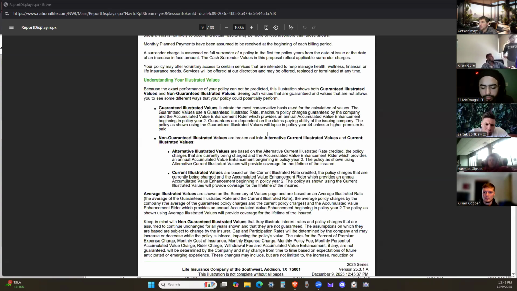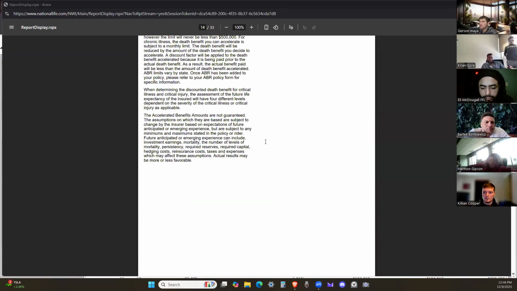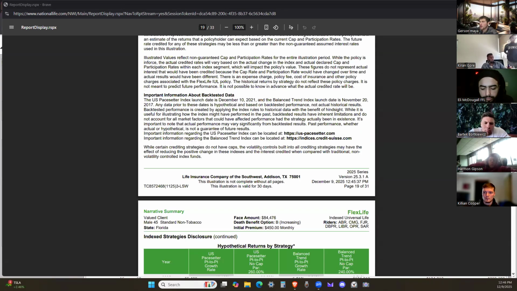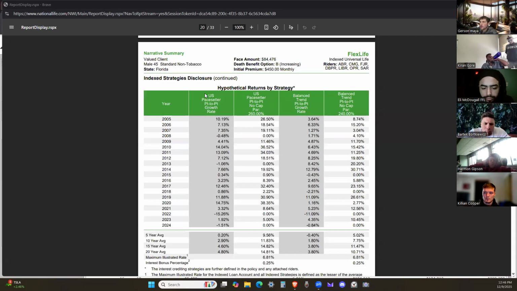I show them the run reports here. I just go down to, I don't know the page here, the hypothetical returns by strategy. So this is the U.S. Pacesetter point-to-point, no cap, participation rate is 260%, meaning if anyone took grade school math, you just move the decimal point over 2 places, and now that's 2.6 times more than what the market returns. That is what you get credited.